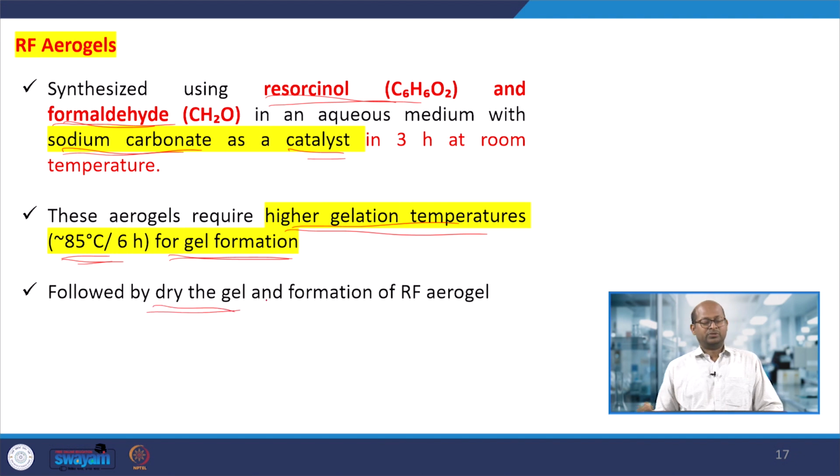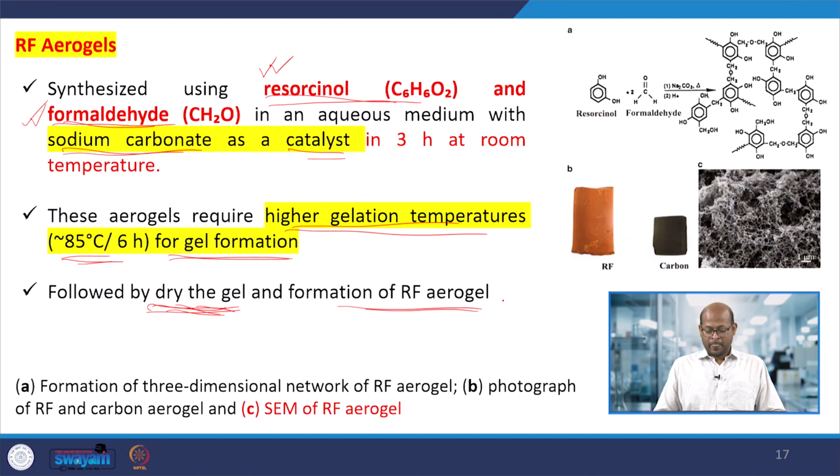And then you have to dry the gels, whatever gel formation is there by the reaction of resorcinol and formaldehyde, where condensation reactions take place, and then you have to heat the gels at low temperature. So then we can get RF aerogels. So here you can see this is the RF aerogel.